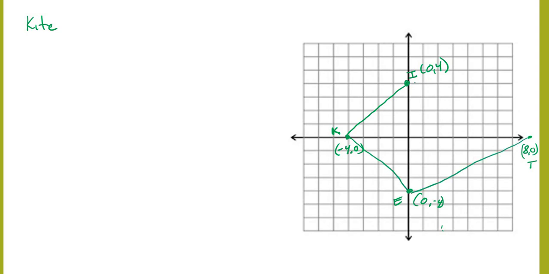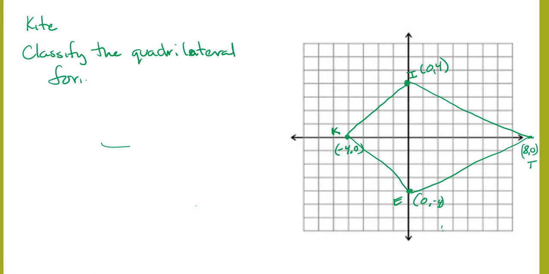And the question is, what's the most precise classification of a quadrilateral formed by connecting the midpoints? So we want to classify the quadrilateral formed by the midpoints. Okay? So first I've got to find the midpoints, and then I've got to check on the quadrilateral that forms.